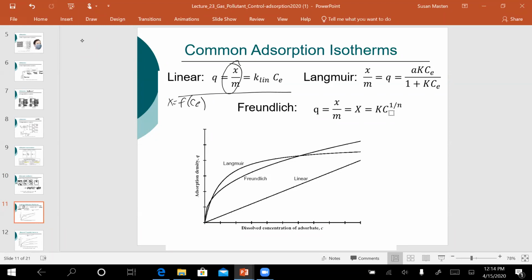Langmuir isotherm is more complicated. It's actually based on thermodynamics, and it assumes a monolayer coverage of your contaminant on the sorbent. And then the last one is a Freundlich isotherm, which assumes a power function. The Freundlich isotherm is entirely empirical. So there's actually no theoretical basis for the Freundlich isotherm, although there is for the Langmuir.